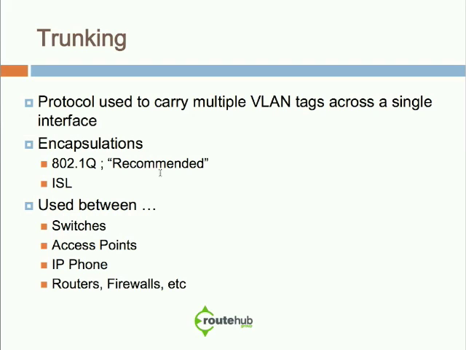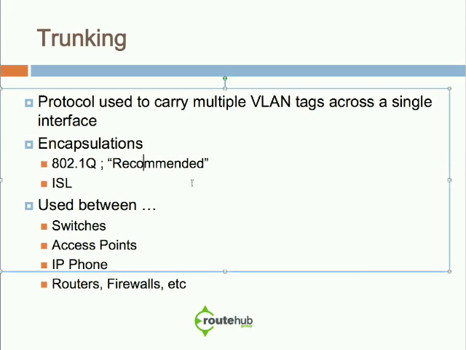802.1q, my apologies, is an industry-based trunking protocol standard. It supports more VLANs. It supports 4,096 VLANs. Then we have ISL, which is a Cisco-based trunking protocol, which supports far fewer VLANs, up to like 1,000+ VLANs. In today's industry, with access points and voice and unified communications, 802.1q is recommended to be used in your network.